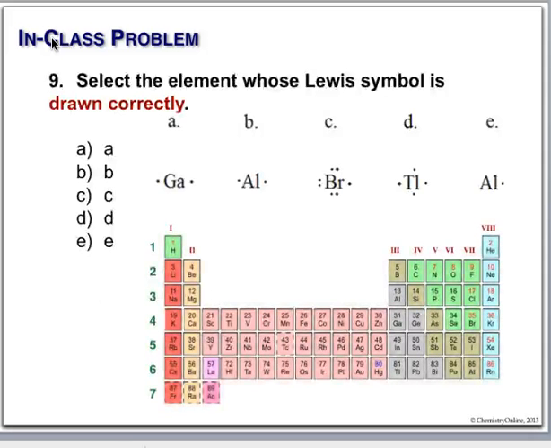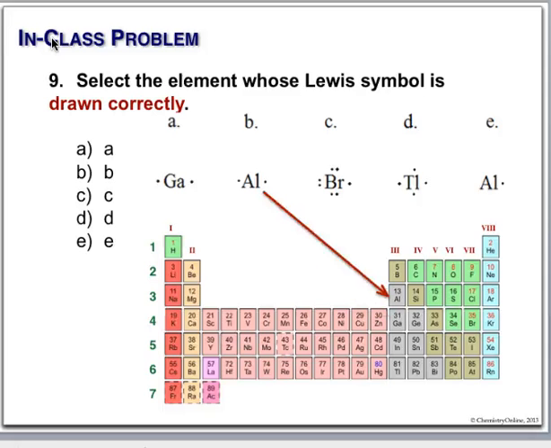All right, which element is drawn correctly? Now, this is actually really, really simple. All you have to do is find these guys on the periodic table and decide which group they're in. Let's start here with gallium. Gallium is right here. It's in group 3A. Therefore, it should have three valence electrons. It's shown with two. That means it's wrong.